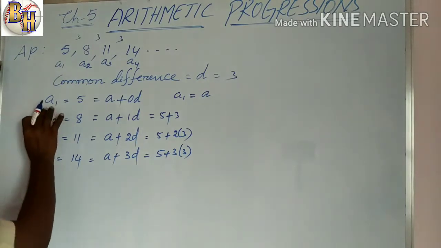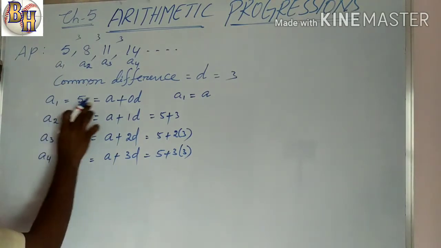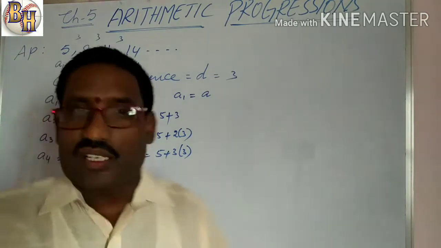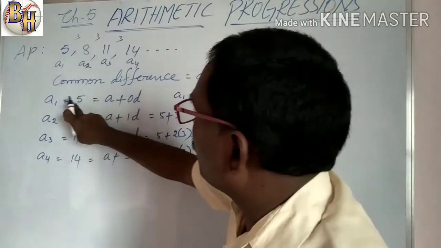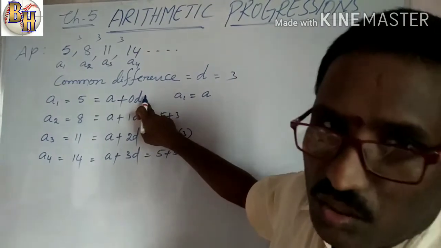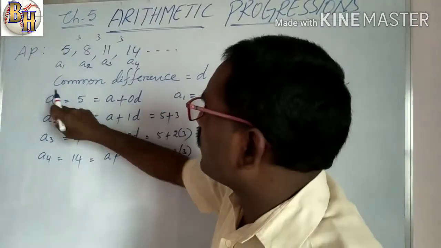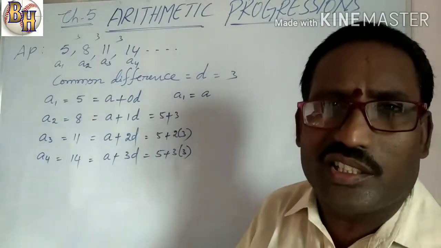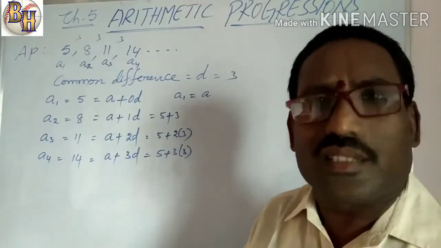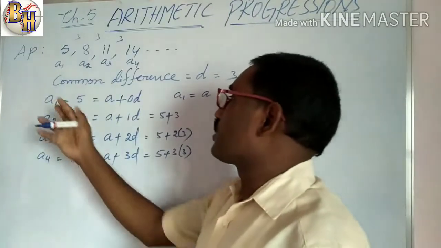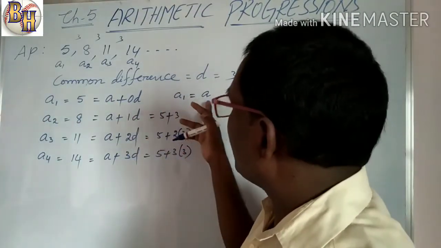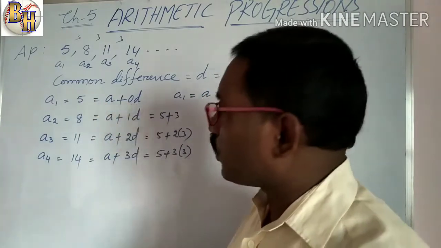See, the first term, how to write? A plus 0D. First term A1 is equal to A plus 0D. A plus 0 means A1 is equal to A only. 0 into D means what is that? 0 only. 0 plus any number is equal to the same number. So A1 can be written as A, that is A plus 0D.